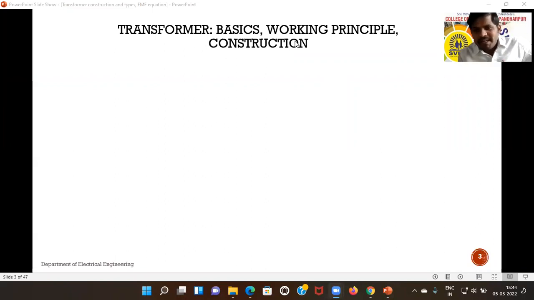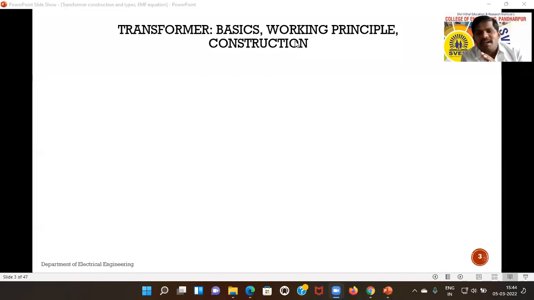Okay, we will discuss the definition. First of all, all of you understand the definition. The transformer is a static device. Whether the transformer will contain any rotating part? No. So that we can call it a transformer. It is a static device, that means there is no rotating part. In case of DC machines like generator or motor, there are some rotating parts. So in case of transformer, it is a static device.